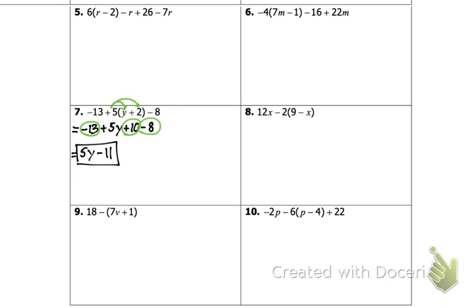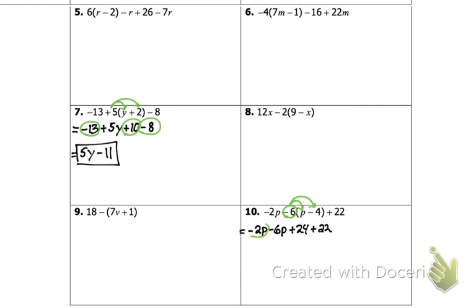Nope. All right, so for number 10, do you see this negative 2p? We're going to leave that out front. It has nothing to do with the distributive property, so I have that negative 2p. Now we're going to take this negative 6. Negative 6 should worry you because you're distributing a negative, so we need to switch signs. Negative 6 times p would be a negative 6p. Negative 6 times a negative 4, a negative times a negative, would be a positive 24, plus 22.